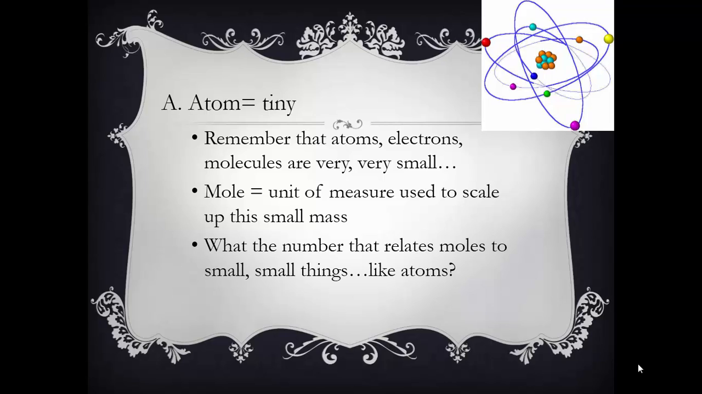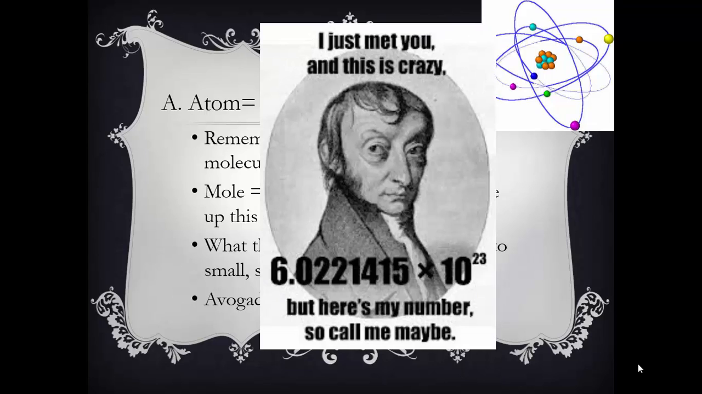What is the number that relates to moles? Just very small things like atoms and molecules and electrons. If you said Avogadro's number, you are correct. And what is Avogadro's number? It is 6.0221415 times 10 to the 23. You can call him if you want to, but he won't answer because he is not alive. And that's not actually his phone number. Anyway, we use 6.022 or 6.02 most of the time in chem. I like 6.022 because it has 4 sig figs.